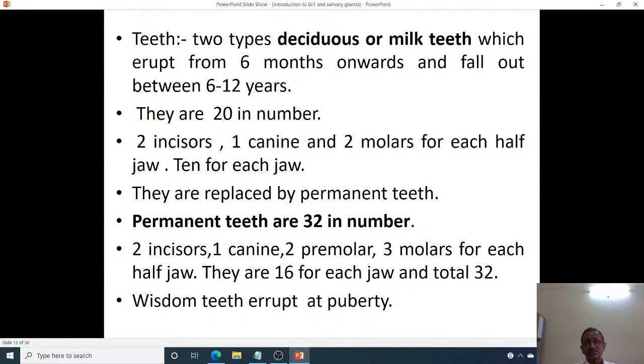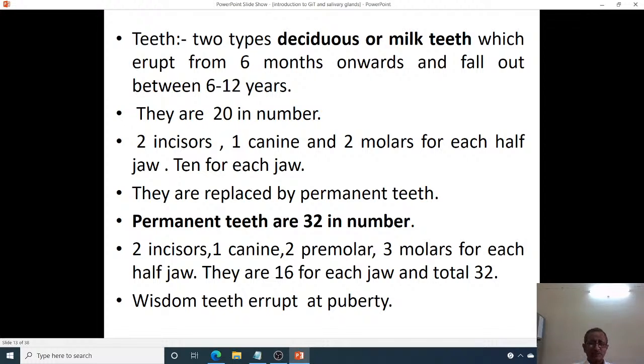So the deciduous teeth or milk teeth are present in childhood, which erupt from 6 months onwards and are followed between 6 to 12 years. That is, they are replaced by the permanent teeth during that period, and they are 20 in number, divided as 2 incisors, 1 canine and 2 molars for each half of jaw. That means for a full jaw it will be 10 and in total it will be 20.